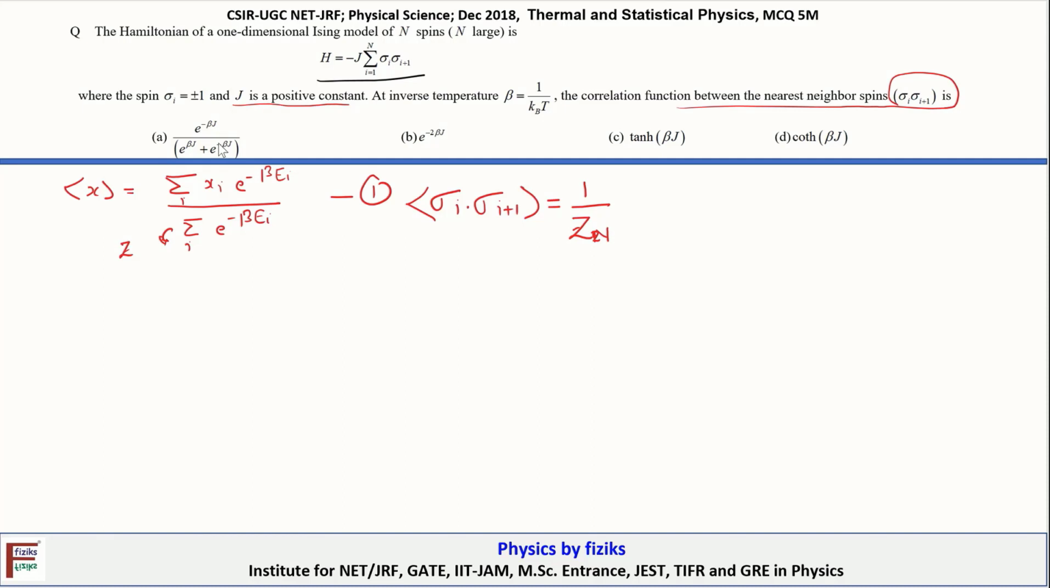Okay, and multiply by sigma 1 taking value of plus minus 1, and then the next spin sigma 2 taking value of plus minus 1 and so on up to the nth spin sigma n taking value of plus minus 1, and the quantity sigma i dot sigma i plus 1, and then exponential this term.